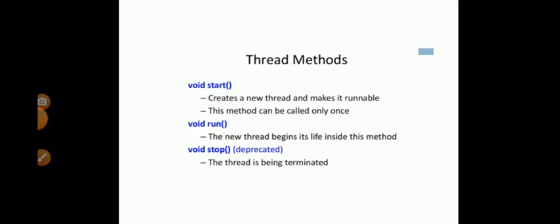We are going to discuss some of the thread methods: start, run, stop. The start function is used to create a new thread and make it runnable. This method can be called only once. In the run function, a new thread begins its life inside this method. If you want to make the particular thread run, you have to use the run function, and the stop function is used to terminate the particular thread.